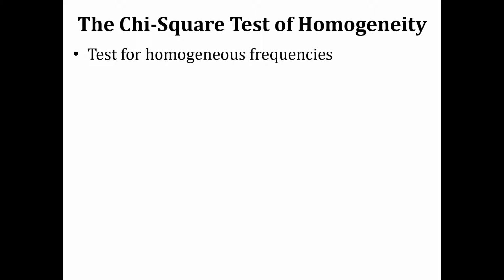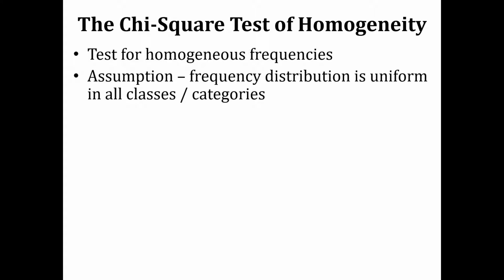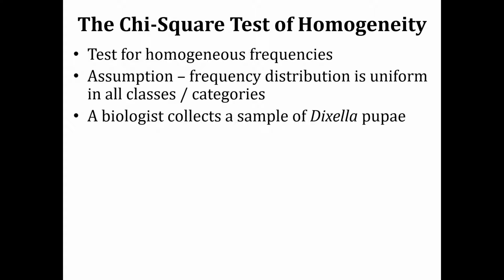Now, starting from the chi-square test of homogeneity, this is the simplest type of chi-square test, and it is the test for homogeneous frequencies. In this test, the assumption is that the frequency distribution is uniform in all classes or categories. For all of the classes or categories that you have, the frequency distribution of your variable is uniform. It should be homogeneous, that is, there should be no significant difference in the frequency distribution of your variable among different categories or classes. This is the basic assumption of the chi-square test of homogeneity, which is the test for homogeneous frequencies.